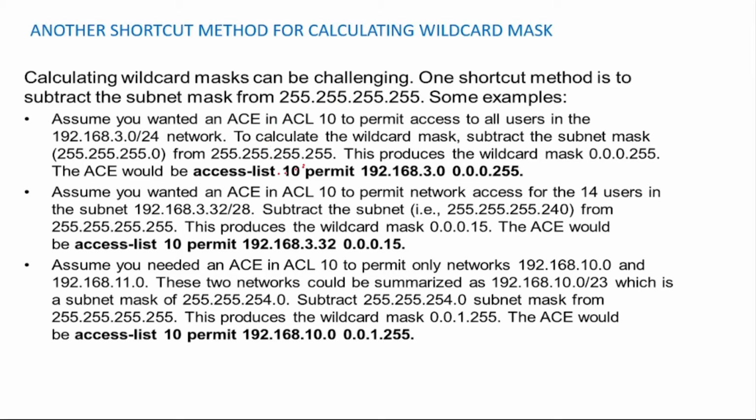So let me give an example here. Assume that we want to permit access to all the users in this network. So the subnet mask is 255.255.255.0. Using this method, just subtract this one from 255.255.255.255, and you will arrive at a wildcard mask of 0.0.0.255, which is equivalent to the subnet mask of this subnet.